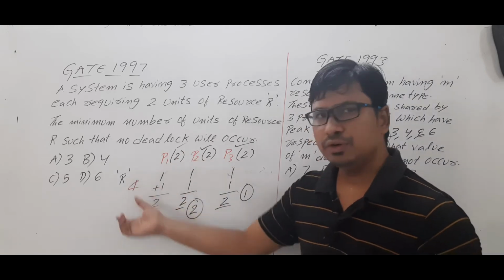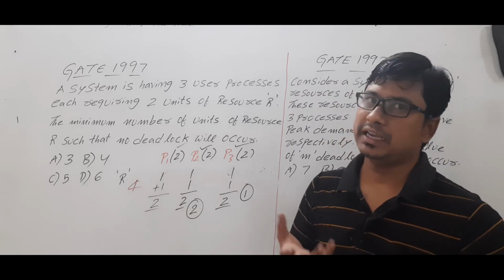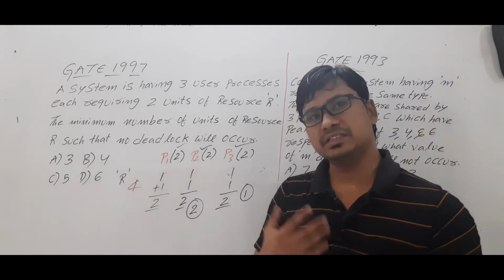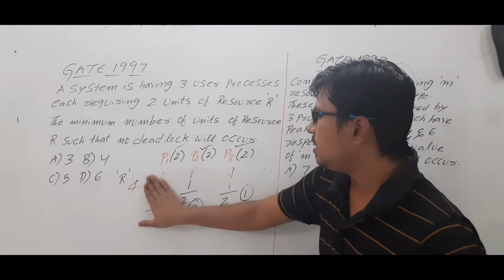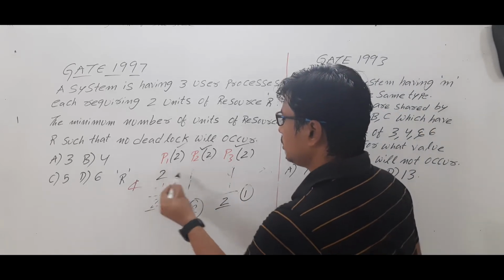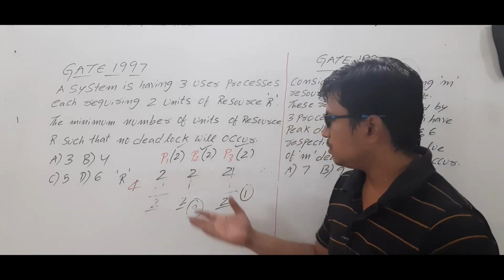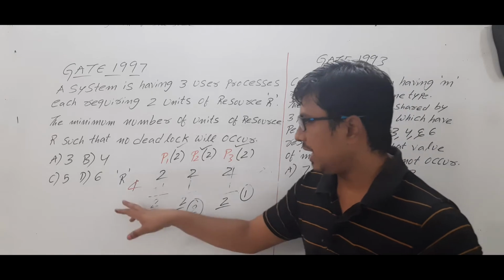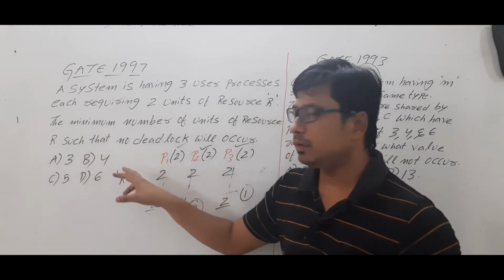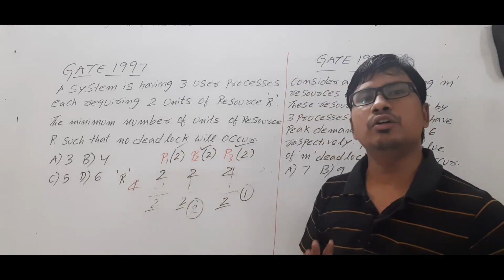Now if I can complete with 4 units of the resource R, with 5 I can easily complete. If I have 6, I will also complete. If I have 6, what is the simple thing? I will give 2 units of resource R to each of the 3 processes. So I can easily solve the problem. So I can say that we need a minimum of 4 units of resource R such that no deadlock will occur.